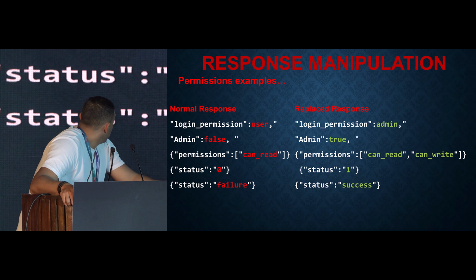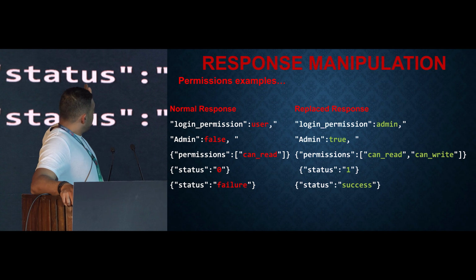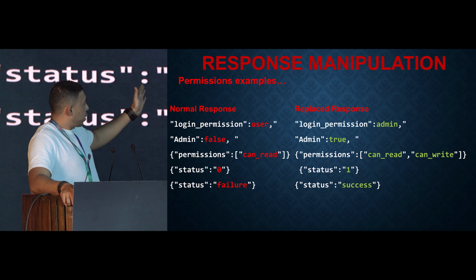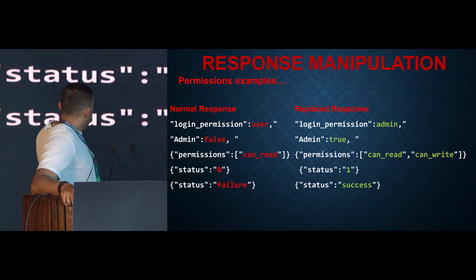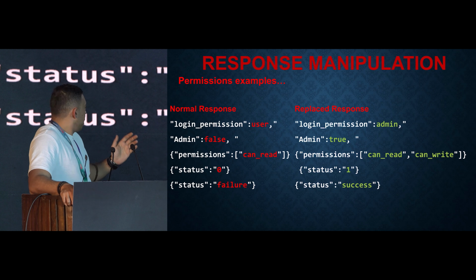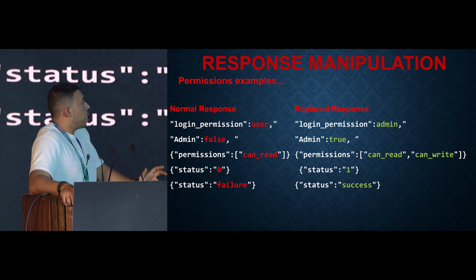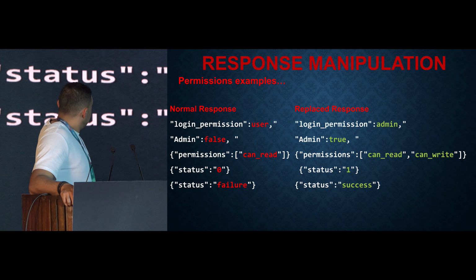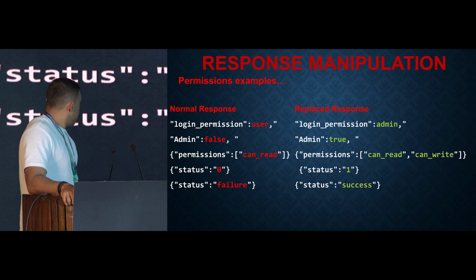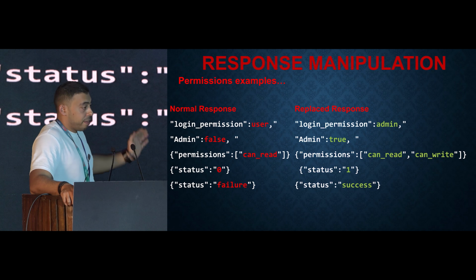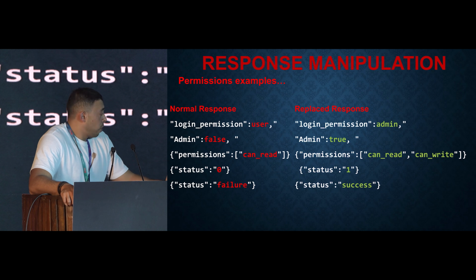Now, let's move to permission examples. Here we have a normal response. And here we have an edited or replaced response. For example, after logging in to any page, we have a login permission, it's user. Now we can try to change that to admin, to root, or something like that. Or we can see here admin is false, and we can change it to true, and we have a permission in that page. The value is can read, so we can add other values such as can write, can edit, can delete.